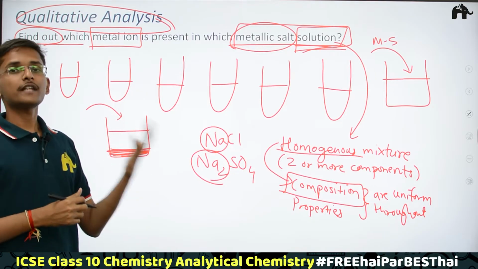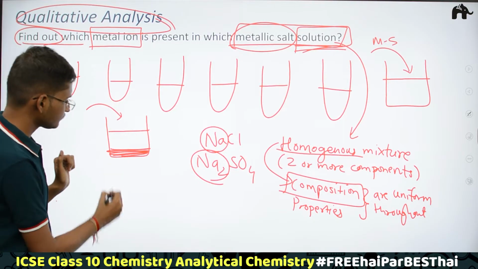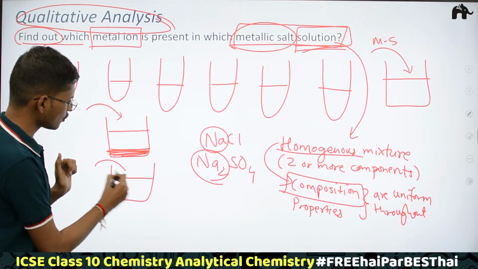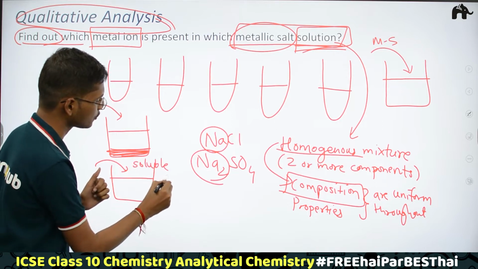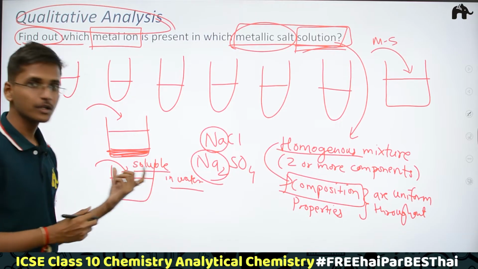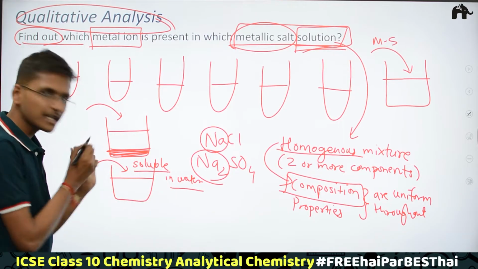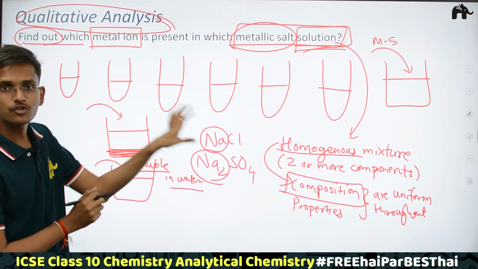So now what is actually a uniform composition then? I am now adding a metallic salt which is soluble in water. Now what would happen? We know soluble in water means, when I am adding this metallic salt, suppose I am adding NaCl, I know this metallic salt is soluble in water.